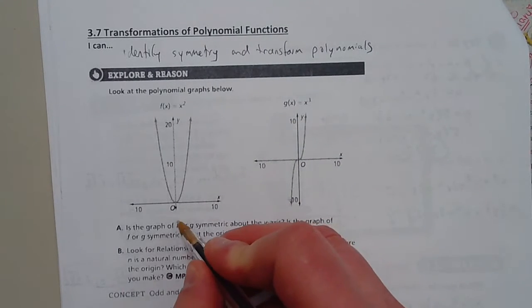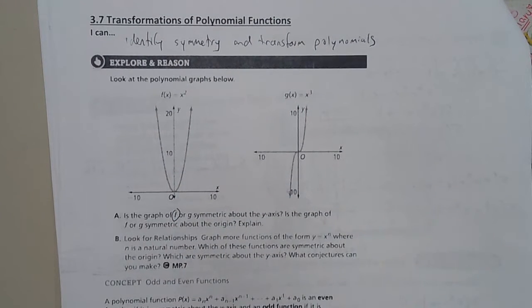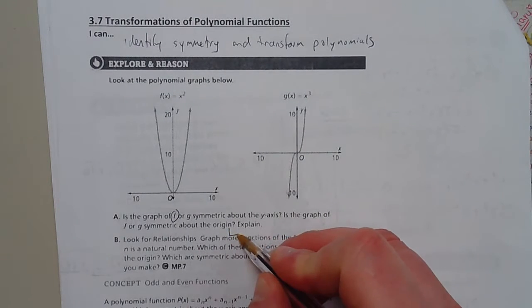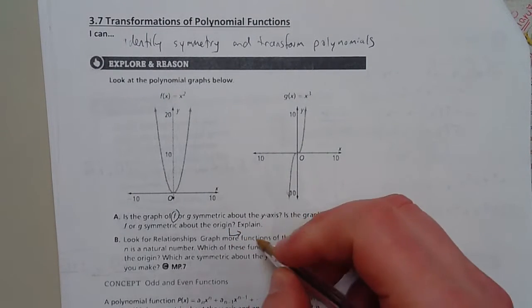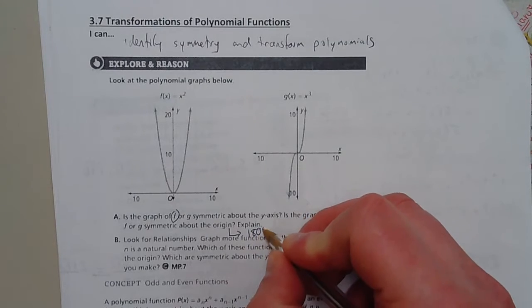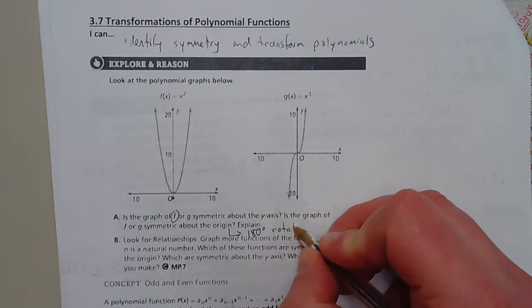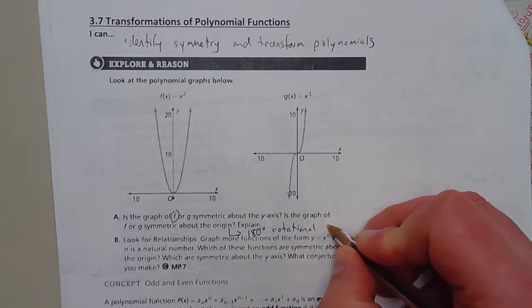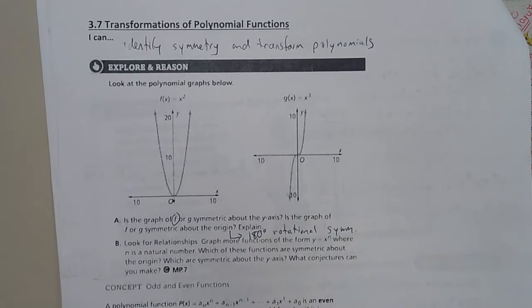So in this case, I'm just going to circle f. I'm going to say f is symmetric about the y-axis. Then it says, is the graph of f or g symmetric about the origin? You may remember that from geometry. If you don't, symmetric about the origin is just another way of saying 180-degree rotational symmetry. So that's saying if you rotated the graph 180 degrees, would it still look the same? The really easy way of doing that is if you just flip your paper or your screen, whatever you're looking at, if you flip it upside down, you can see if it looks the exact same.